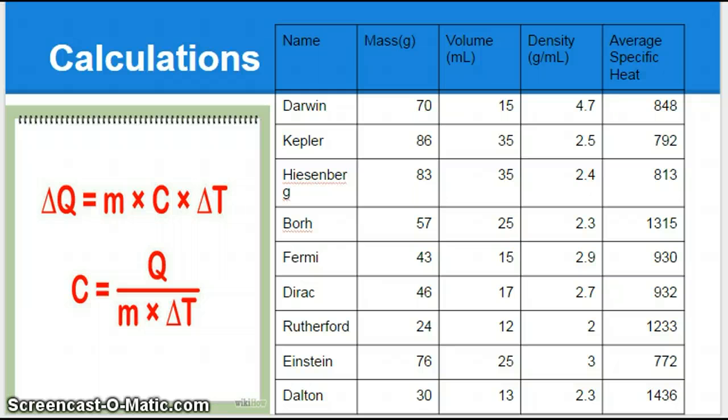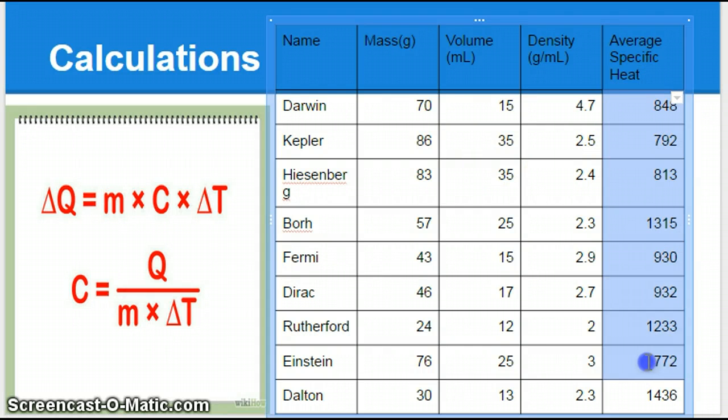So here's their raw data table with the rocks that we were using throughout the calorimetry experiment, all with scientists' names, Darwin, Kepler, etc. Their masses, their volumes, their calculated densities, and then in the final column, the specific heats that were calculated by students during the initial investigation.